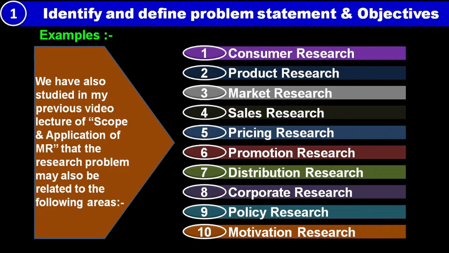We have also studied in the previous video lectures scope and application of marketing research, that a research problem may also be related to the following areas. What are these areas? Consumer, product, market, sales, pricing, promotion, distribution, corporate policy, or motivation research.